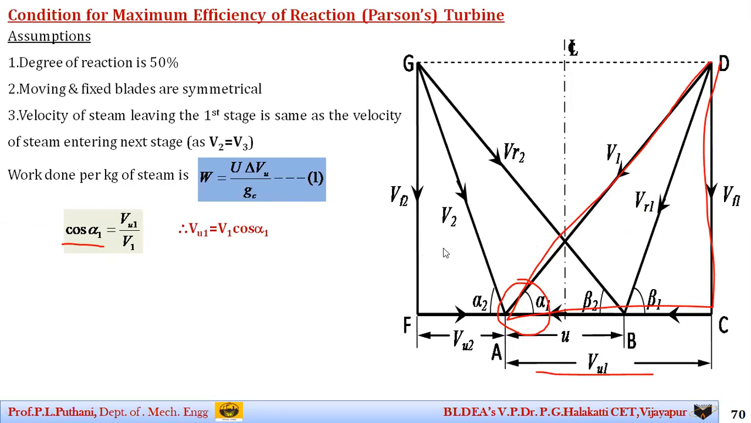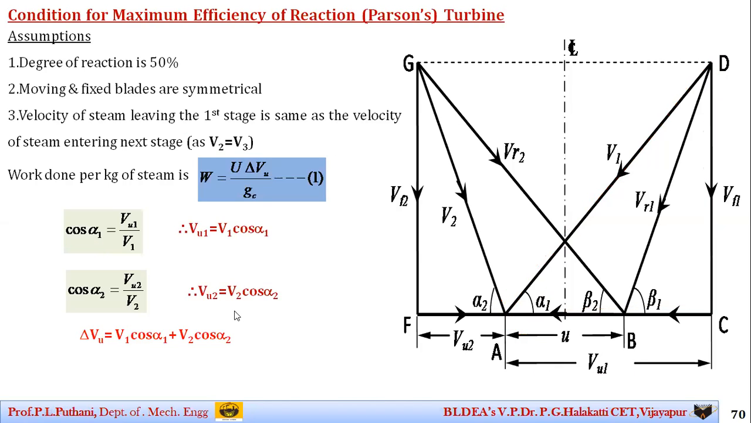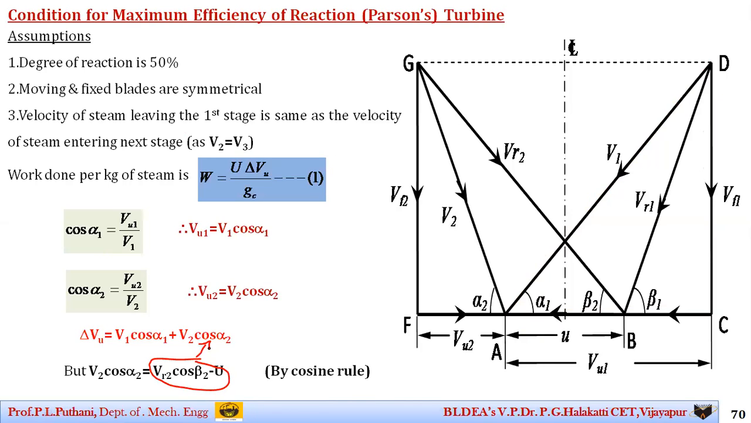Similarly, if I take the outer velocity triangle, that is GFA, cos alpha 2, I get VU2 as V2 cos alpha 2. So delta V is what? It is VU1 plus VU2, which becomes V1 cos alpha 1 plus V2 cos alpha 2. And this V2 cos alpha 2, we have already discussed in the previous sessions, I can write in terms of cos beta 2, that it becomes VR2 cos beta 2 minus U. The same I am applying here using the cosine functions. So now I am replacing the value of V2 cos alpha 2 as VR2 cos beta 2 minus U in this particular equation.